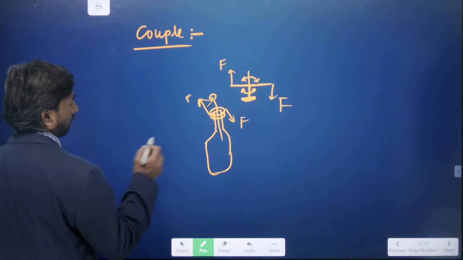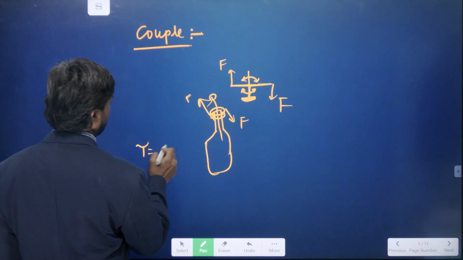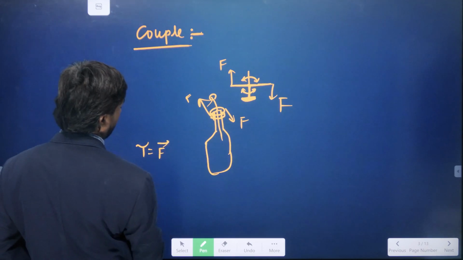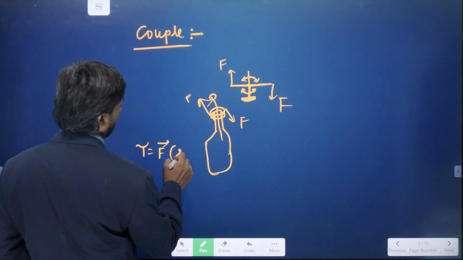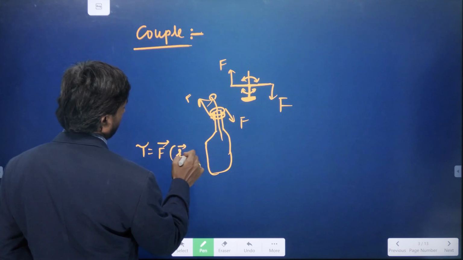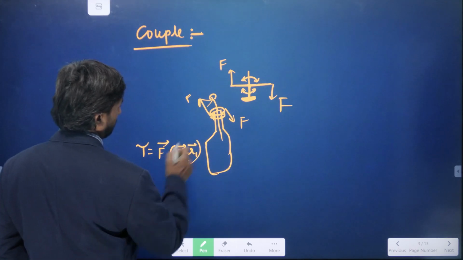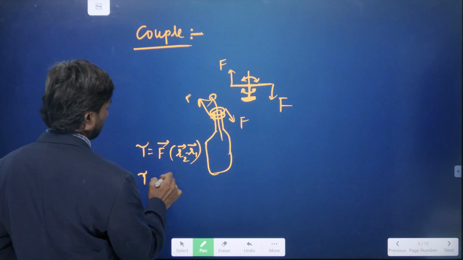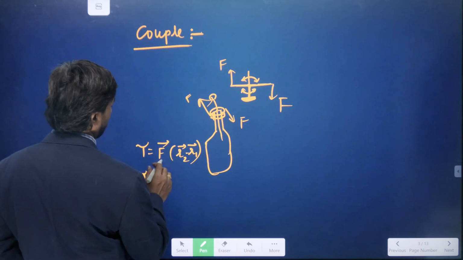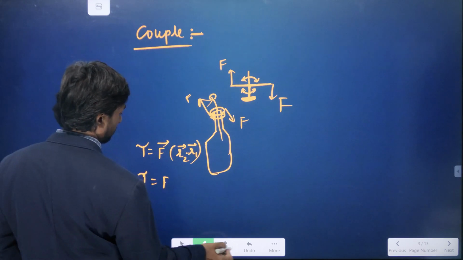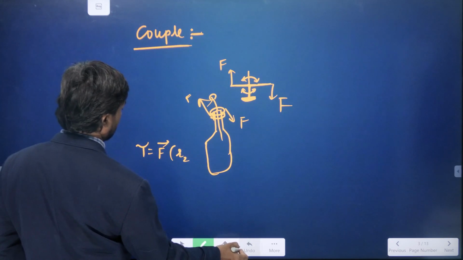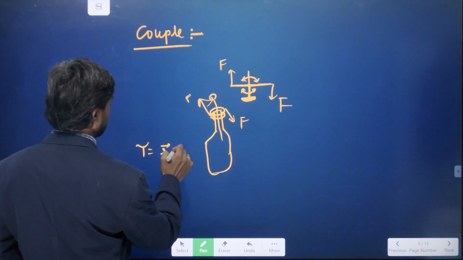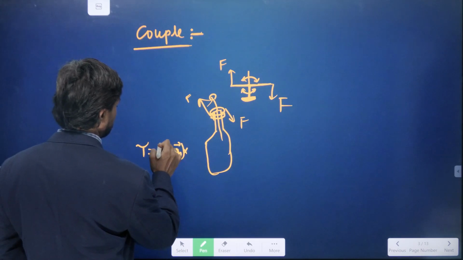Then a torque will act there. Torque tau is equal to, what can we write there? So F bar into R2 bar minus R1 bar. So the distance is R1 and the distance is R2. Here tau is equal to R bar cross F bar. So first we should write R bar cross, so here we should write R2 bar minus R1 bar cross F bar.